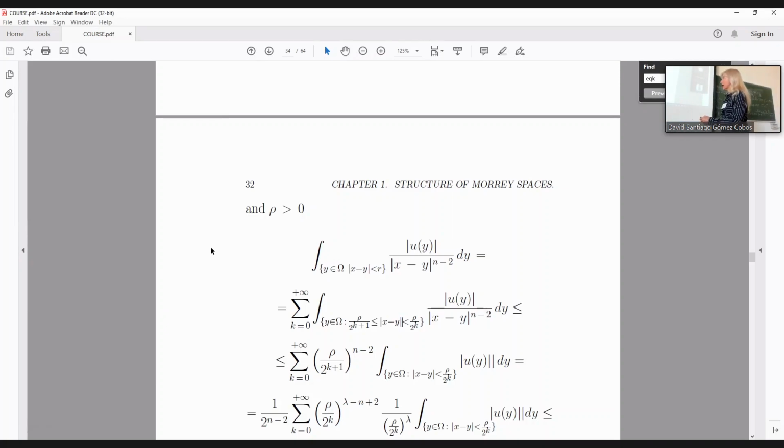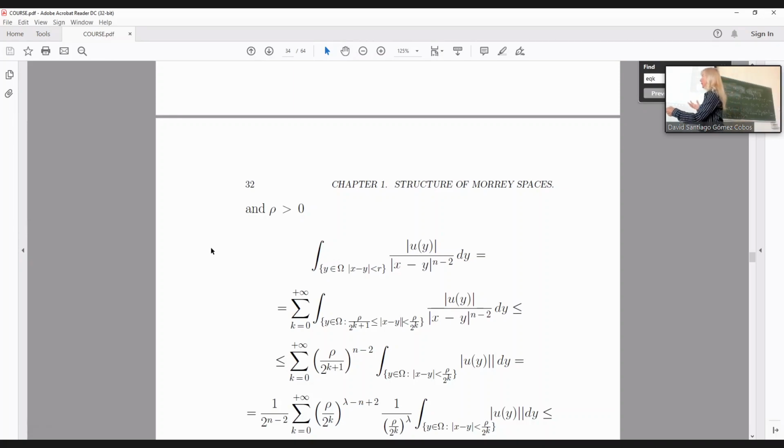Let us consider this quantity here, |x minus y| with exponent n minus 2, less or equal rho over 2 with exponent k plus 1, with the same exponent n minus 2, because we use the left part of this set. Then we have the integral if y is in omega such that |x minus y| is less than rho over 2 with exponent k.